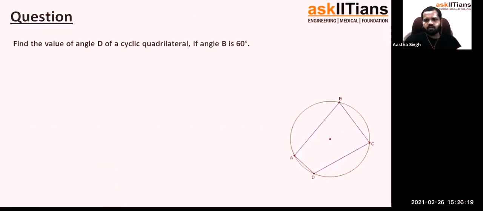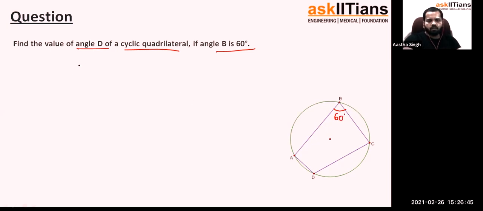So here is a very basic question for you. Find the value of angle D of a cyclic quadrilateral if angle B is 60 degrees. A cyclic quadrilateral is a quadrilateral described in a circle. You know the value of angle B, which is 60 degrees. Now you have to find angle D.